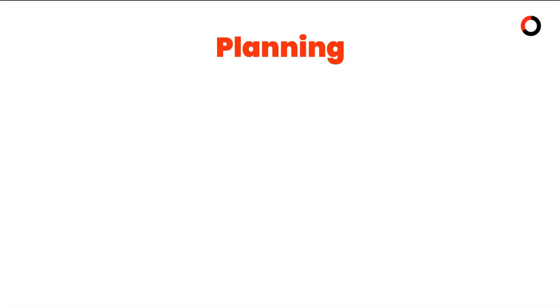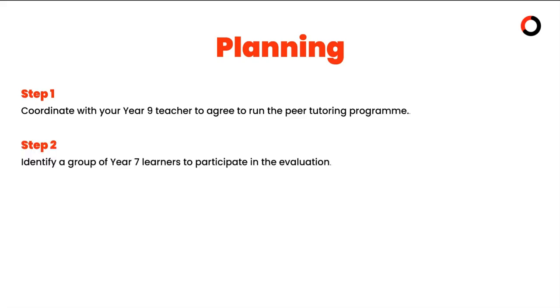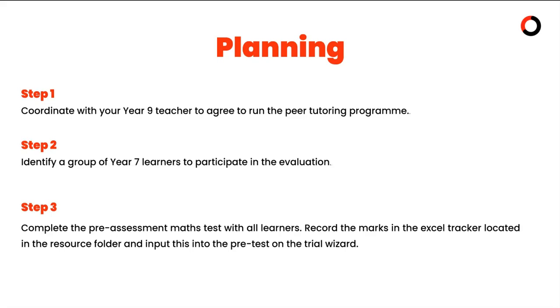Planning. Let's look at this by a step-by-step approach to implementing the evaluation. Step 1, coordinate with the Year 9 teacher to agree to run the peer tutoring program. Step 2, identify a group of target Year 7 pupils to participate in the evaluation. You could use previous assessment data to identify which students are struggling with this skill. Step 3, complete the pre-assessment maths test with all learners. Record the marks in the Excel tracker located in the resource folder and input this into the pre-test on the trial wizard.